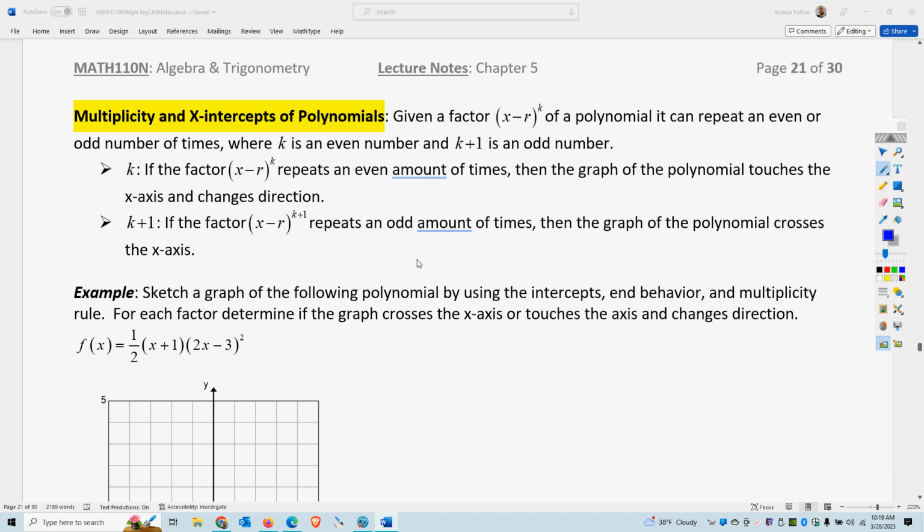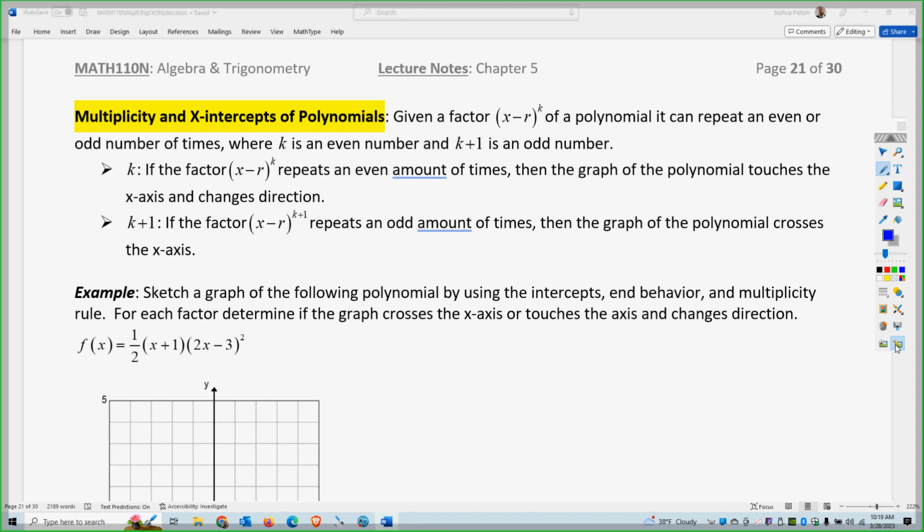This is Professor Pelton. This is part 2 of Chapter 5, Section 3. We're going to now look at what if you have multiple of the same x-intercept when you calculate, or multiple of the same 0, which is the same thing. Well, it comes down to what we saw in the very first problem.